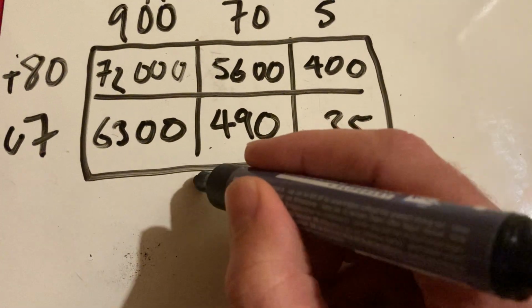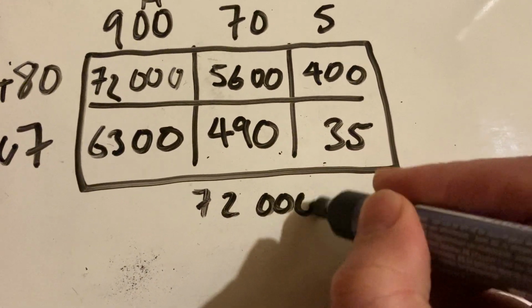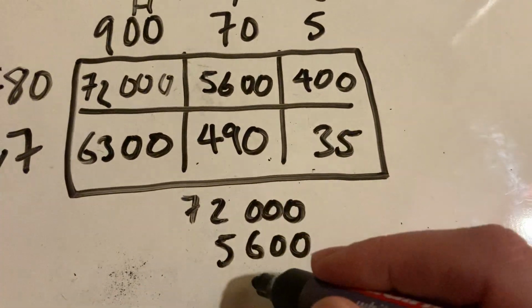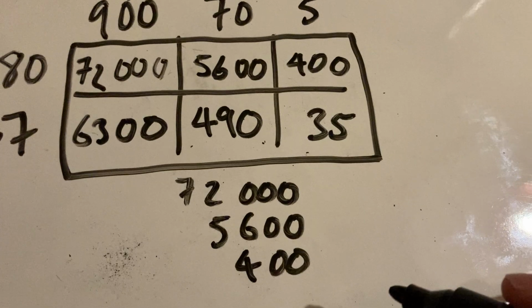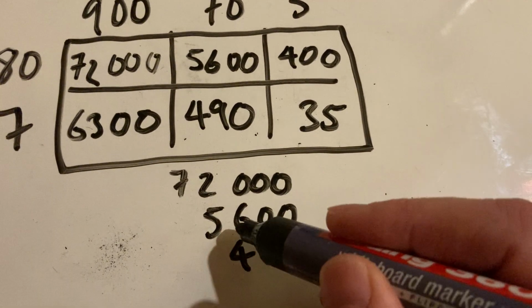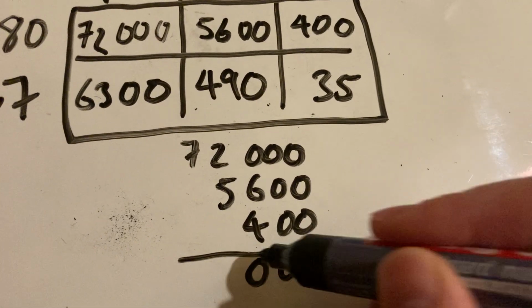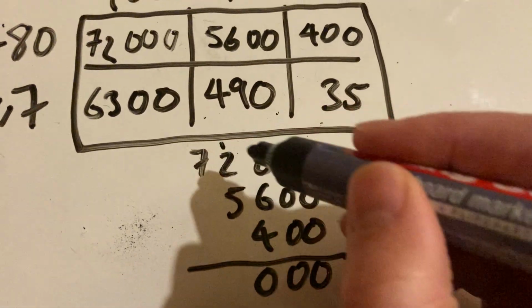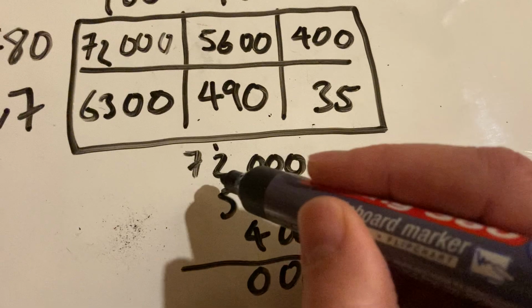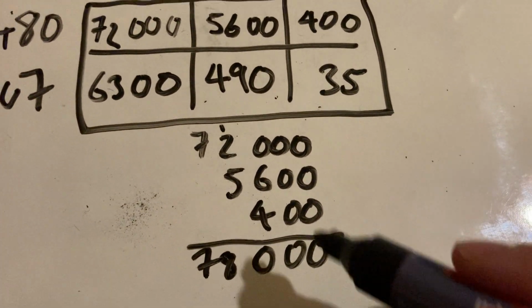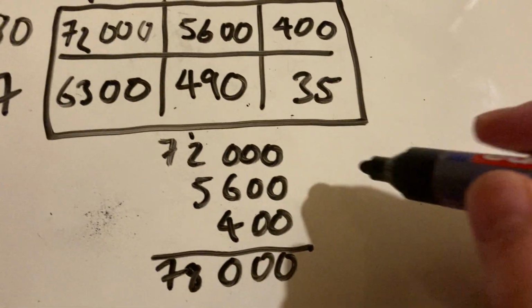So I'm going to start with 72,000, 5,600, 400, which is, add that up, 0, 0, 6, and 4 is 10, carry that 1. I have 1, 2, 3, 4, 5, 6, 7, 8, 78,000.